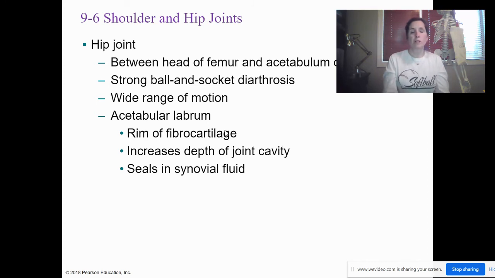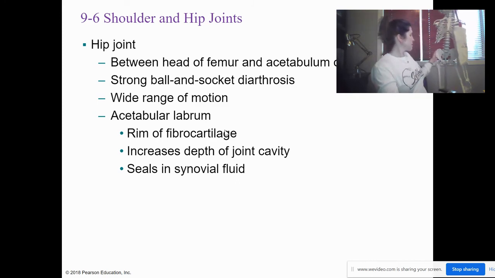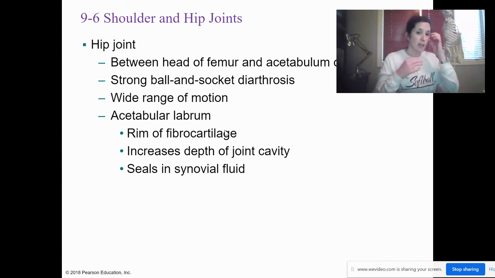Hip joint is a stronger ball and socket diarthrotic joint. Wide range of motion. It has a labrum as well that's called the acetabular labrum. So on the skeleton here, remember this is your acetabulum. And this labrum increases the depth of the joint cavity. It also seals in the synovial fluid.